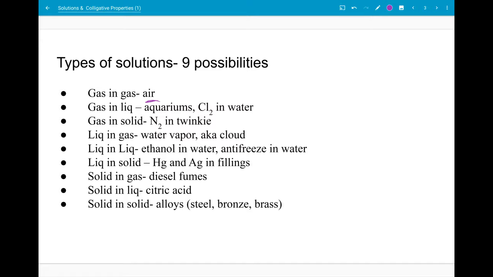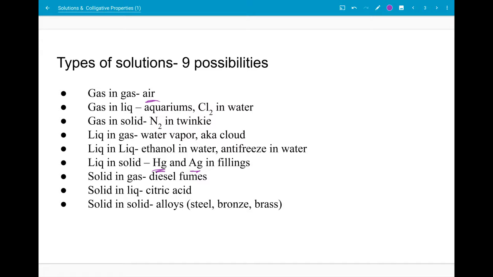Liquid in a gas is like water vapor or a cloud. Liquid in liquid is ethanol and water, like an alcoholic beverage, or antifreeze in water, which is in your car. A liquid and solid is like the old days. We used to put mercury and silver in our fillings. Now we pretty much use composites. A solid in a gas is something like diesel fumes, and so as you can see, that particulate in the back of a vehicle.